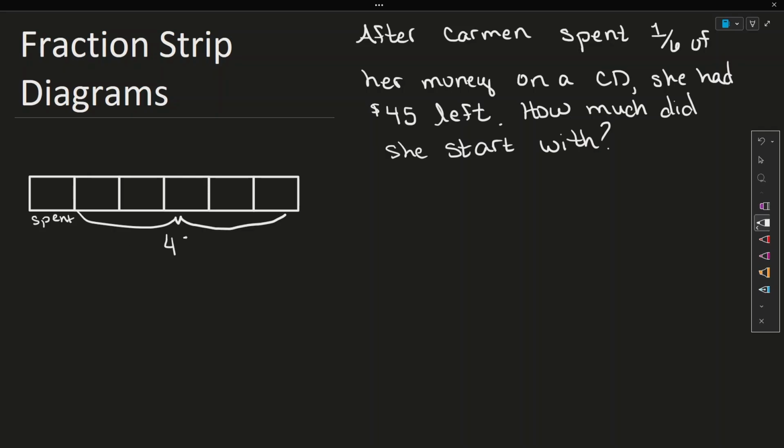Those 5 parts are $45. So one part will be 45 divided by 5, which is 9. So that tells me that each of my parts are going to be worth a total of 9. The whole strip has 6 parts, so 6 times 9 is 54. Carmen had $54 at first.